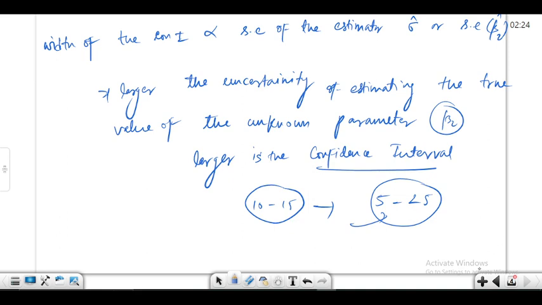And in the next video we'll talk about the confidence interval of sigma square.